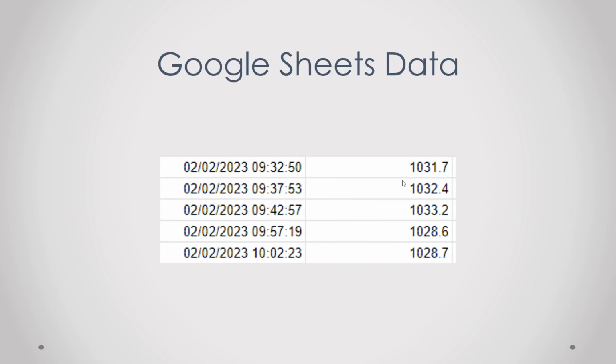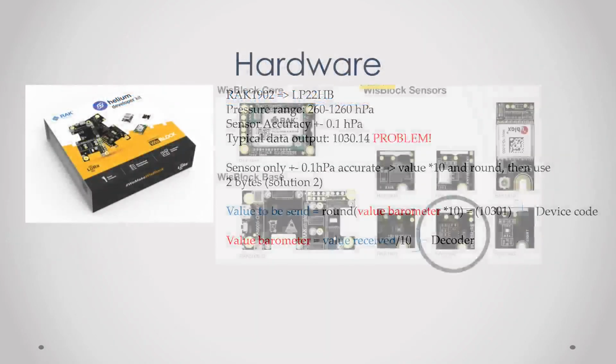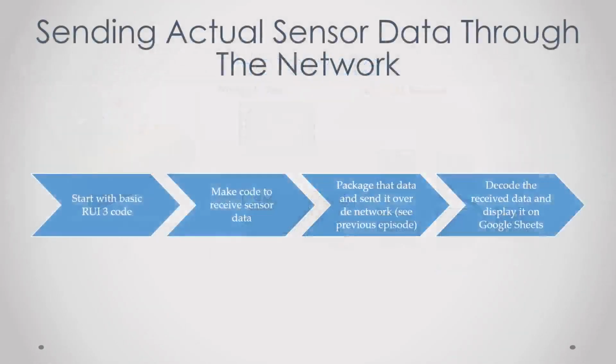This was basically it for the episode. Now you know everything you need to know to get started with the RAK Helium developer kit. The workflow is always the same. You first start with basic RAK code, you make code to receive sensor data, you package that data, and then you decode it. If you have any questions, please leave them below, but now you should be able to send any data over the network from any sensor. Good luck!